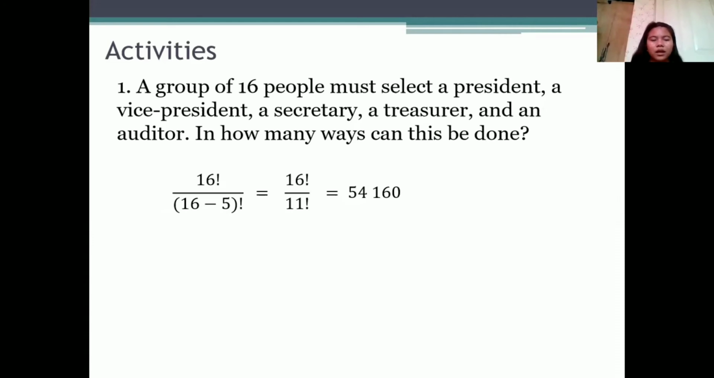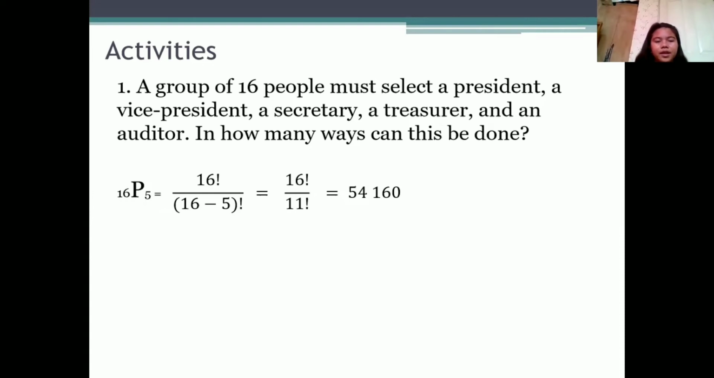How many must be selected? There are 5, right? So we are going to select 5. That's why for n minus r, we take 16 minus 5, which is equal to 11. So that is 16 factorial divided by 11 factorial, which is equal to 524,160. So there are 524,160 ways, or that is the permutation of 16 taken 5 at a time.